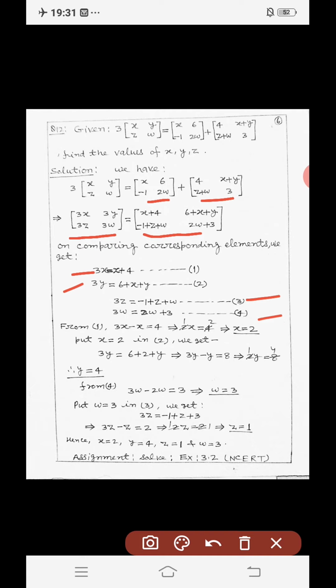From first we get 3x minus x is equal to 4 and find the value, that is x is equal to 2. Putting x is equal to 2 in equation 2, we get y is equal to 4. From 4 we get w is equal to 3. Put w is equal to 3 in equation 3, we get z is equal to 1. Hence x is equal to 2, y is equal to 4, z is equal to 1 and w is equal to 3.